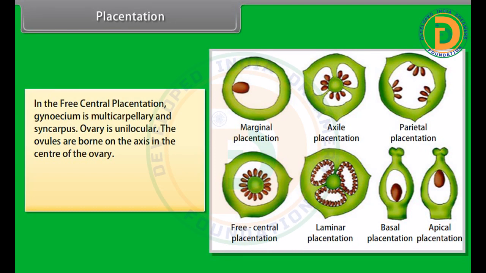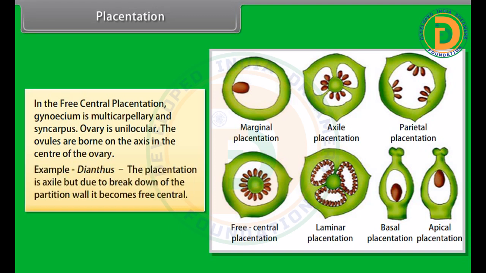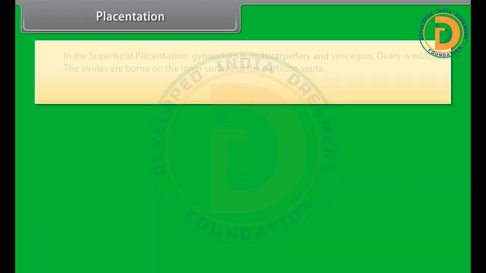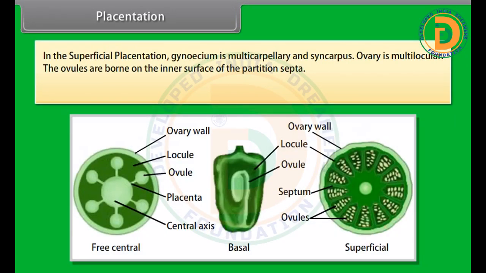Ovary is unilocular. The ovules are borne on the axis in the center of the ovary. Example, Dianthus. The placentation is axile, but due to breakdown of the partition wall, it becomes free central. In the superficial placentation, gynoecium is multicarpellary and syncarpous. Ovary is multilocular. The ovules are borne on the inner surface of the partition septa. Example, Nymphaea.